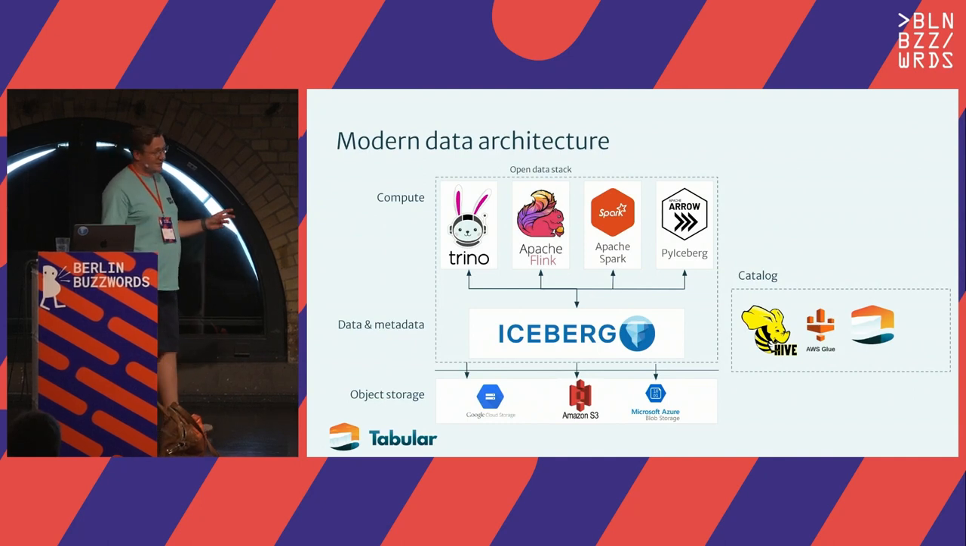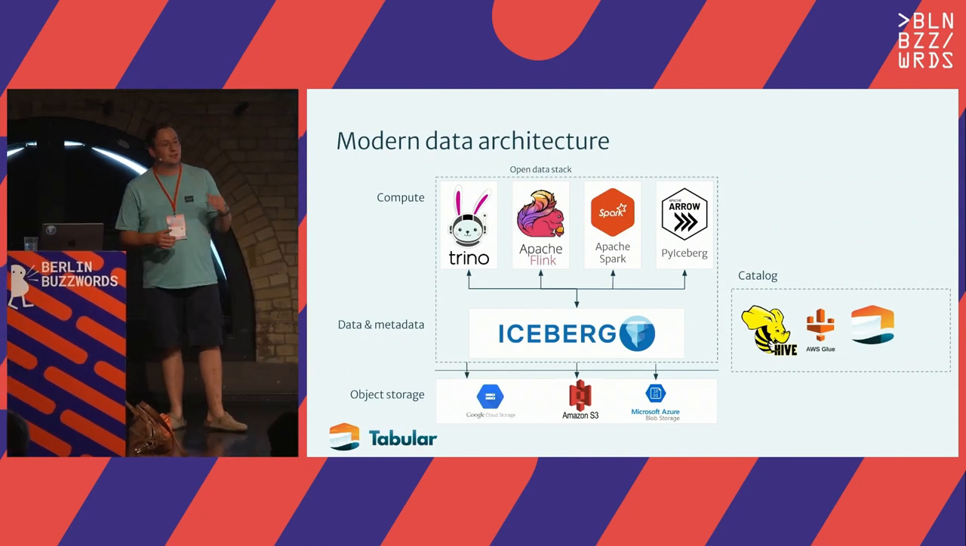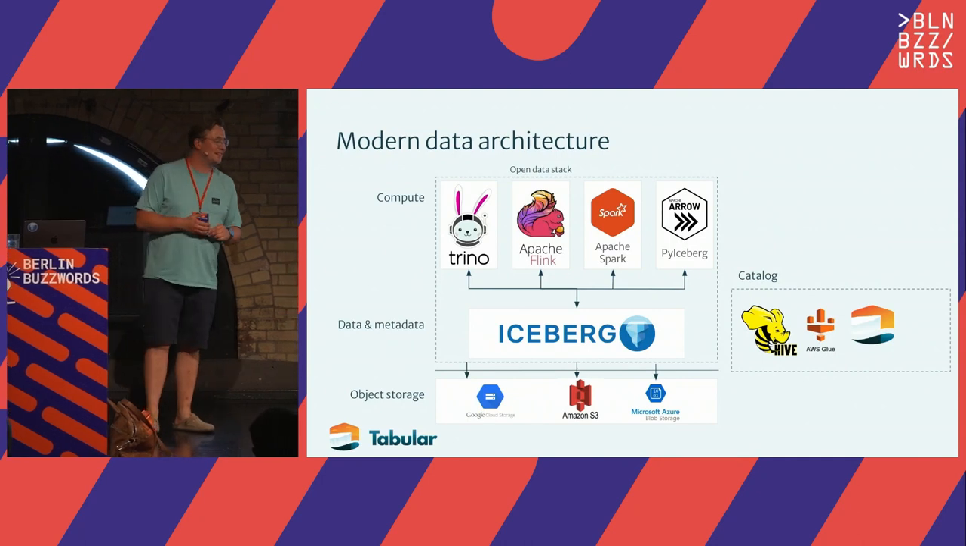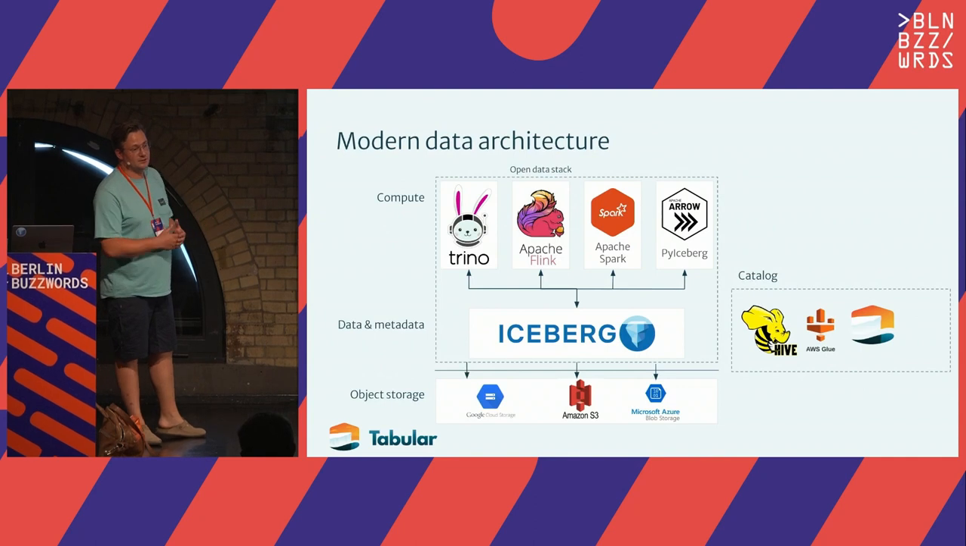One very important concept is the catalog. The catalog is the central place where all the tables are registered. You don't want to have all your tables spread around across the S3 bucket. So the catalog is the main place where you can find them, and it also helps us with consistency.